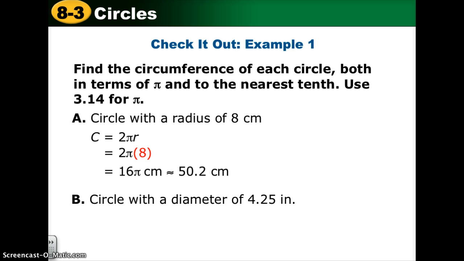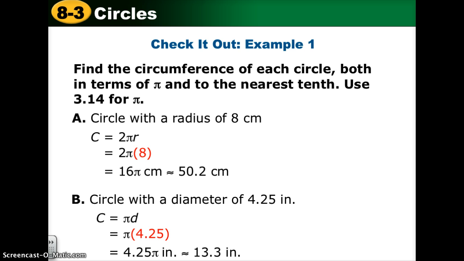Let's look at a circle with a diameter of 4.25 inches. We don't have to do any work with diameter. We just multiply that by 3.14. So our answer in terms of pi would be 4.25 pi, the symbol. And we like to put the symbol after. And then that's about approximately 13.3 inches. We're rounding to the nearest tenth, remember.